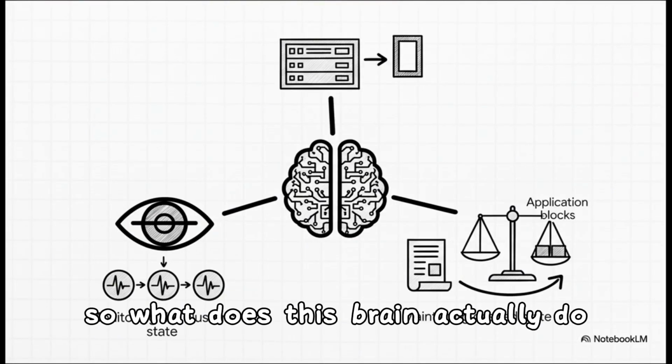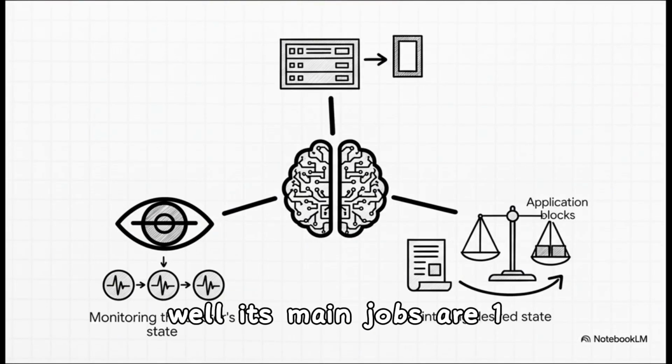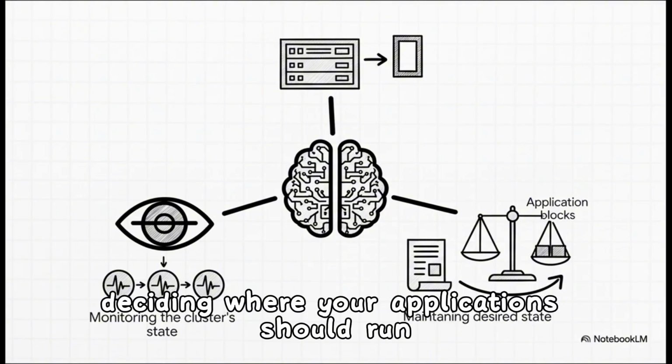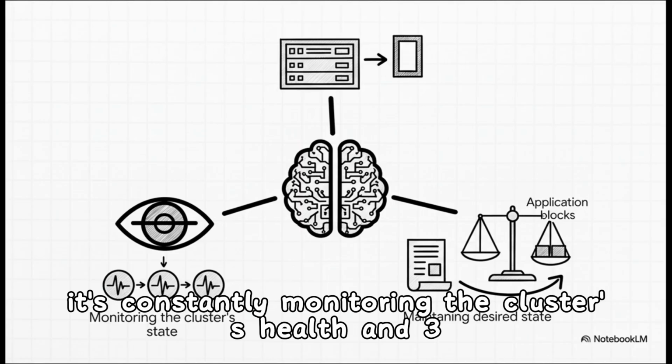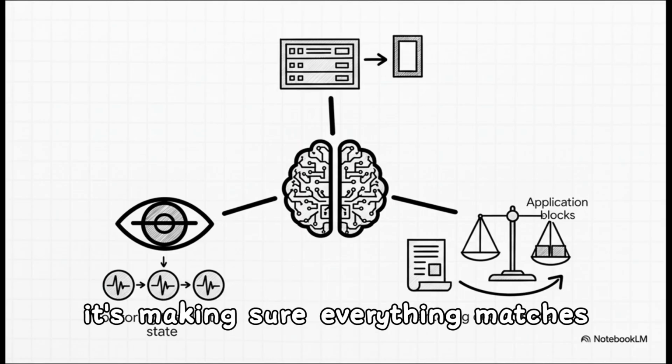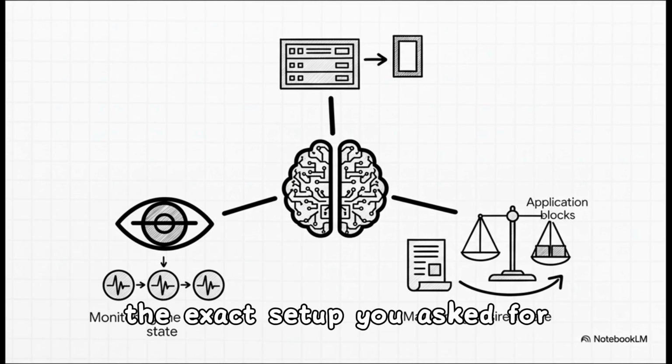So what does this brain actually do? Well, its main jobs are, 1, deciding where your applications should run. We call that scheduling. 2, it's constantly monitoring the cluster's health. And 3, it's making sure everything matches the exact setup you asked for.